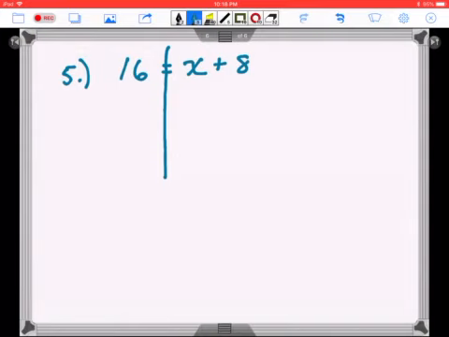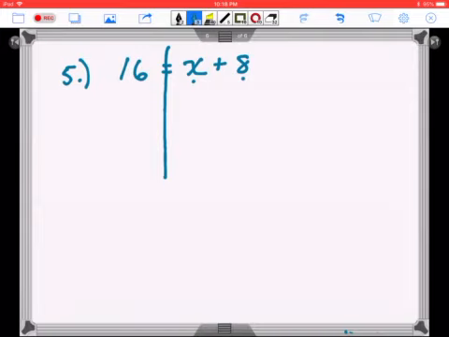Okay, so you're back now. Hopefully you did this one on your own. Let's go ahead and talk through it and see if you did it correctly. So you have x on the right-hand side of the equation over here, and you also have a positive 8 over here with it. So we need to get rid of that positive 8.